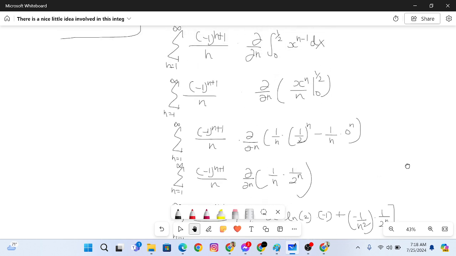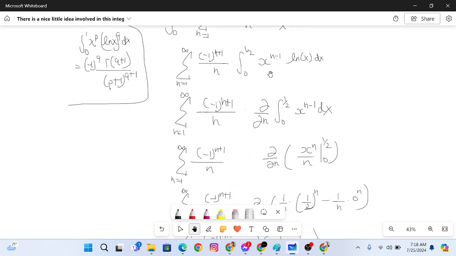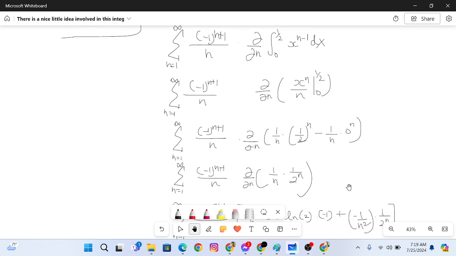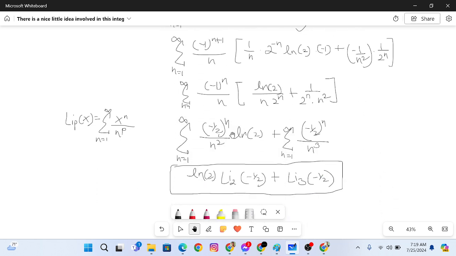To summarize the solution, first of all we used the Taylor expansion of ln(1+x), and then we used the partial derivative, integrated, and again differentiated, used the product rule, and identified the sum as the Li function, and we got the solution.